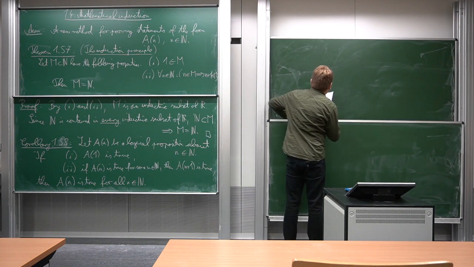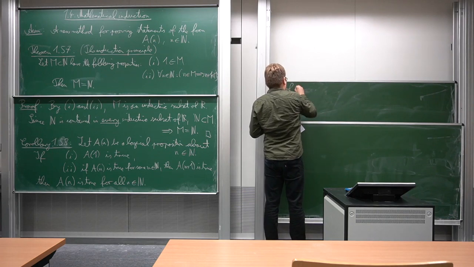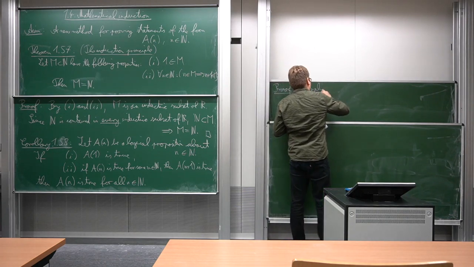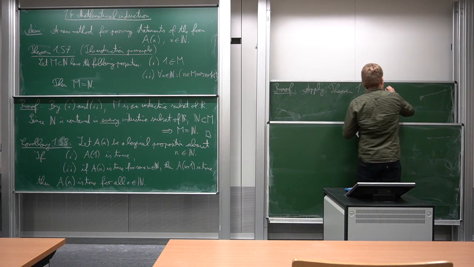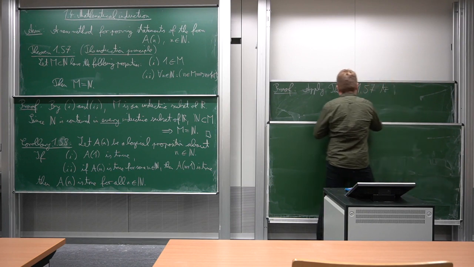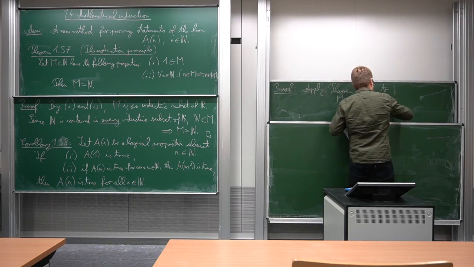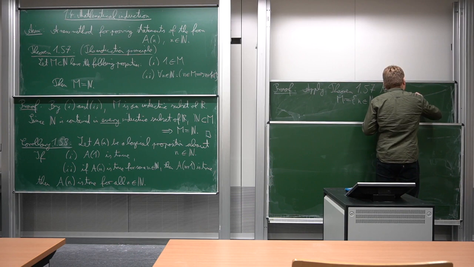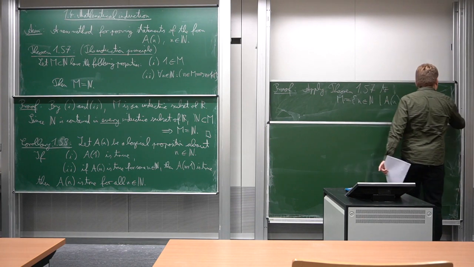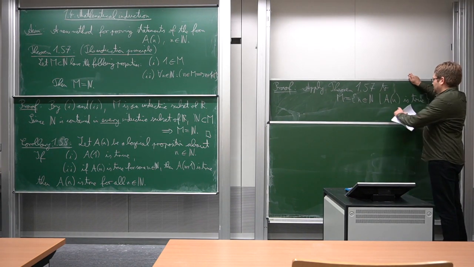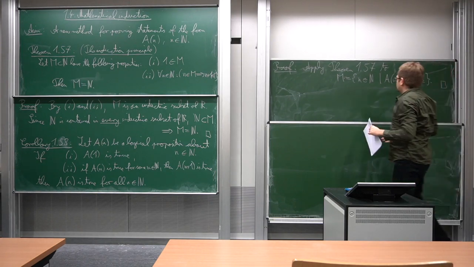Because the proof is very simple, we just need to apply theorem 157 to a particular set, namely to the set M defined to be the set of all n in N for which A of n is true. And then we immediately get that, so if 1 is in there, it means A of 1 is true, and if this domino mechanism works, which is the second part in here, then we get that this M has to be all of N.